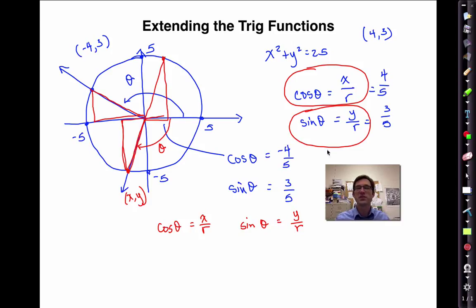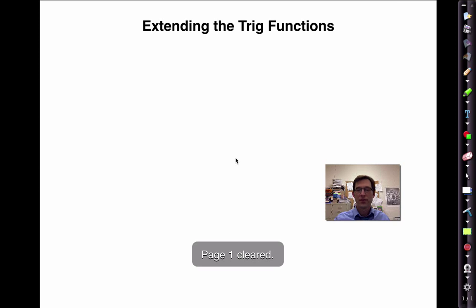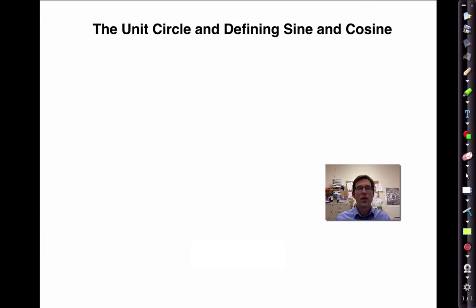Let's take a look at a very special circle. Well, okay, not a very special circle. Let's talk about the unit circle and defining sine and cosine. That is a very special circle. Let's first talk about the unit circle.